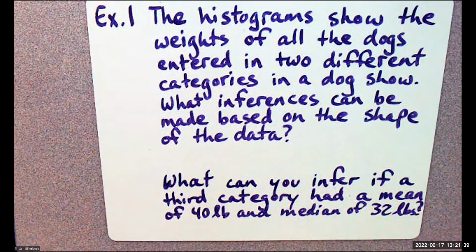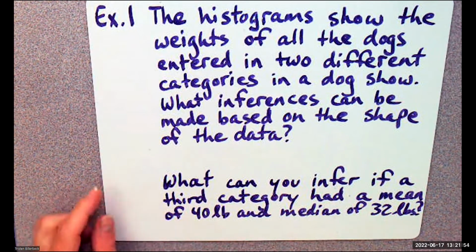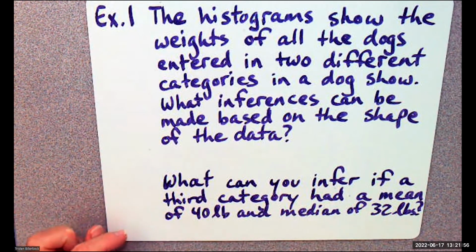The histograms show the weights of all dogs entered in 2 different categories in a dog show. What inferences can be made based on the shape of the data? And then we're going to look at another question. What can you infer if a third category had a mean of 40 pounds and a median of 32 pounds? So let's take a look at the data.